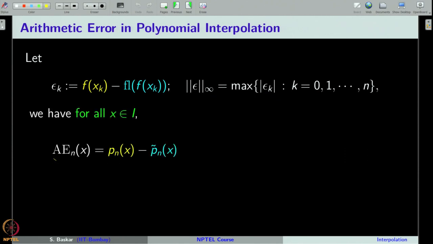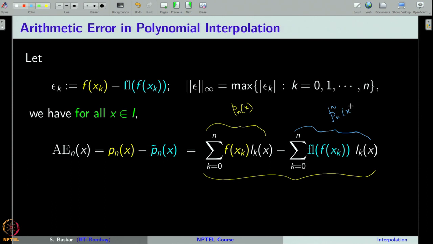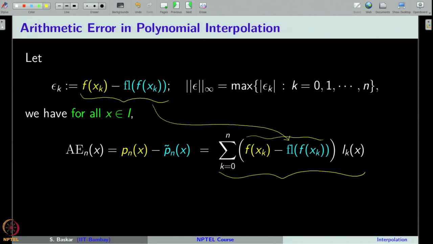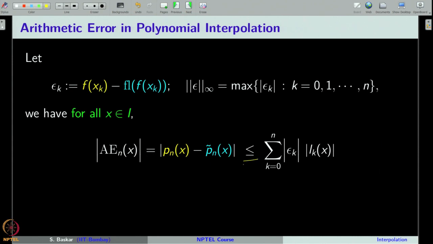Now, for all x, the arithmetic error is given by Pn of x minus Pn tilde of x, which can be written in the Lagrange form like this, where this is the Lagrange form of Pn of x and this is the Lagrange form of Pn tilde of x. This can be rewritten like this, and now we will put this notation in place of this, that is, instead of this we will put epsilon k, and to get the estimate for the arithmetic error, now we will take the modulus on both sides and take the modulus on the right hand side into the summation. Thereby, we will have a less than or equal to sign, and we have sigma k equal to 0 to n mod epsilon k into mod l_k of x.